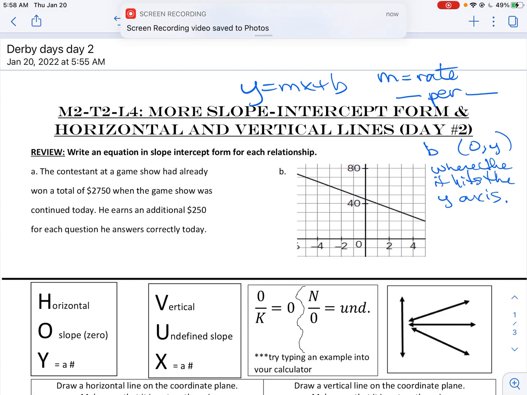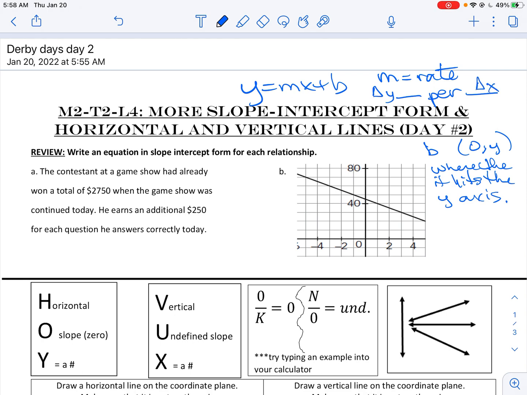We are going to be coming up with equations of the lines. It's very important that you remember that an equation of the line is y equals mx plus b. M stands for slope, or the rate, and it's something per something. And that first something is the change in y. The second thing is the change in x.